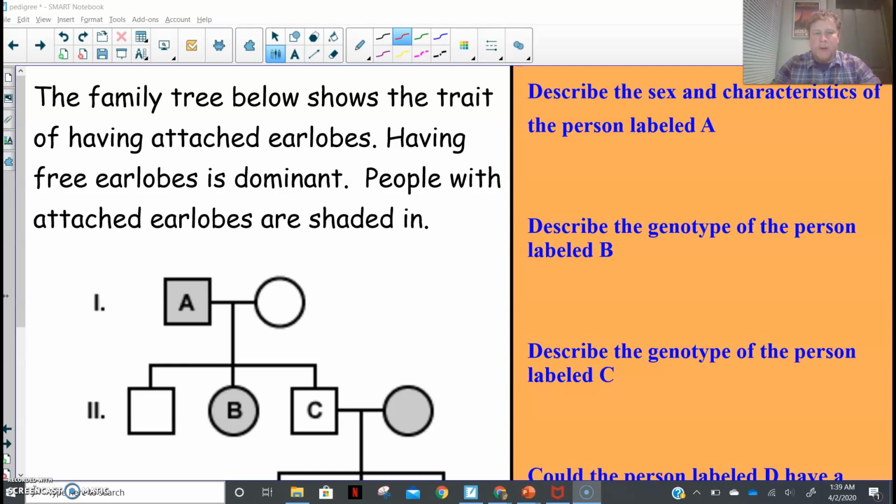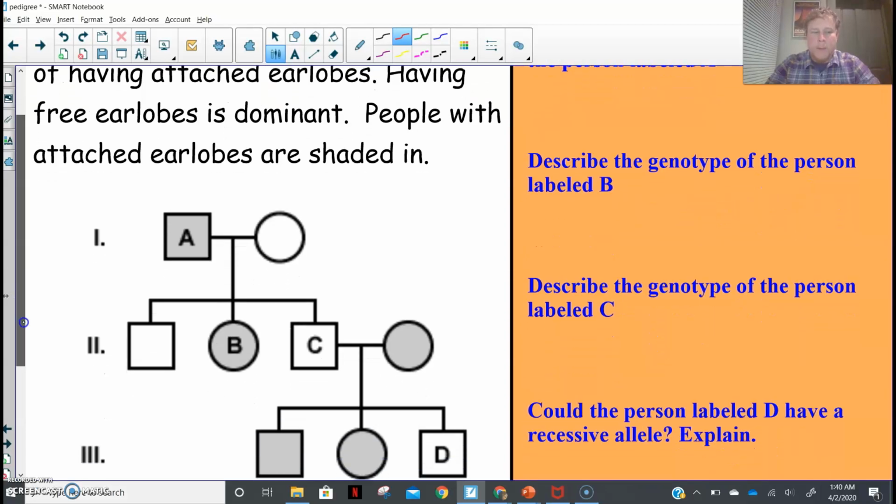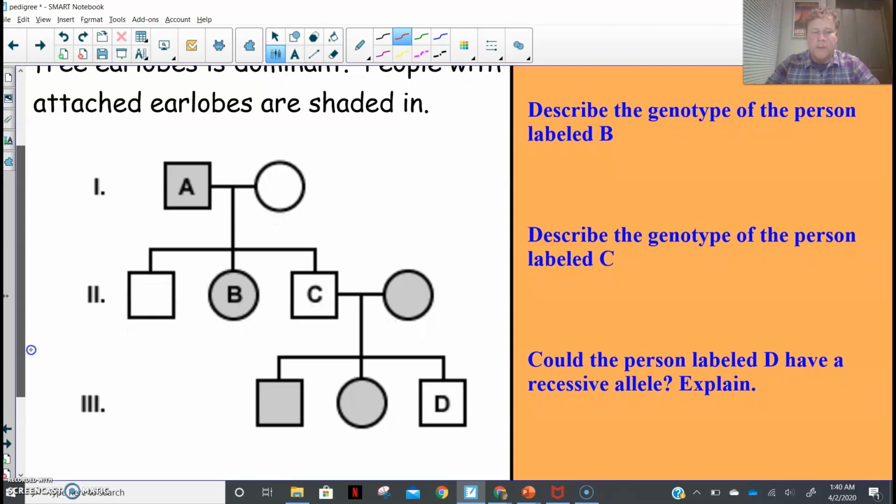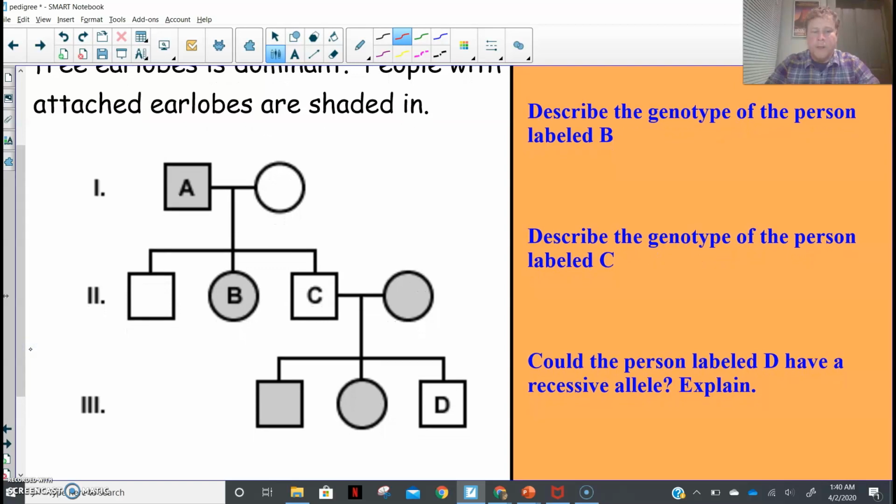The goal of this video is to help you understand how we can analyze pedigrees. I'll remind you that a pedigree is a family tree that tracks one trait through several generations. Shaded is affected by the trait. Unshaded is not affected by the trait. Circles are females, squares are males. The numbers on the left show generations, starting with 1 as the first generation, then 2, then 3.